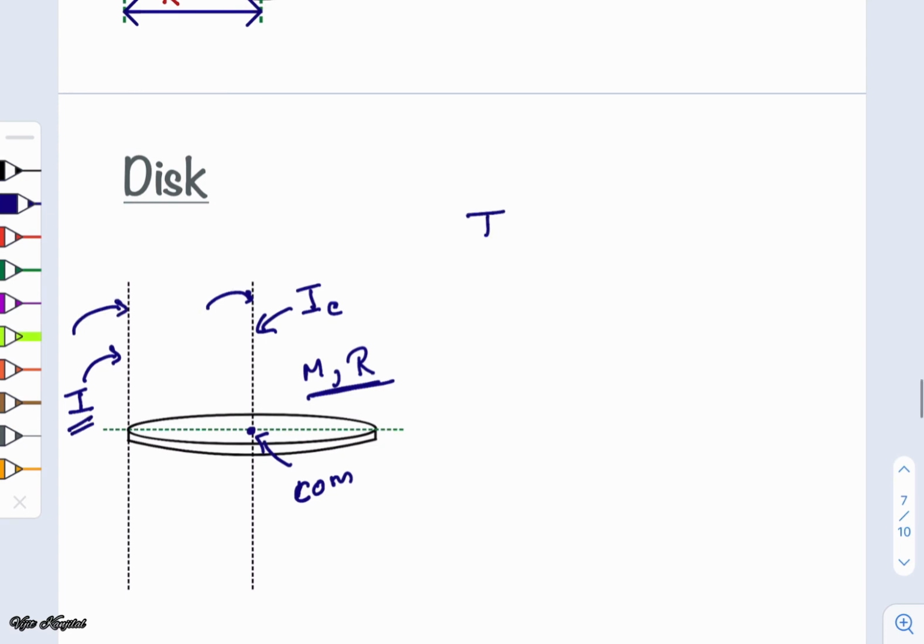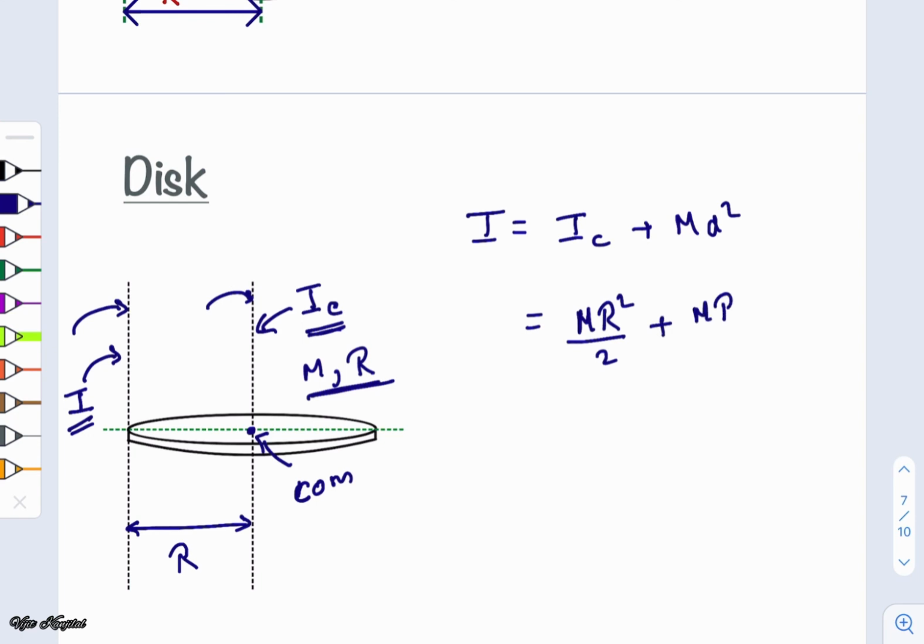So what is I? I would be simply IC plus md square. What is the distance between these two particular axes? It is simply r. So what is IC? We calculated the moment of inertia of a disk with respect to this particular axis as mr square by 2, plus mr square. So what do we get? We get the result as 3 by 2 mr square.